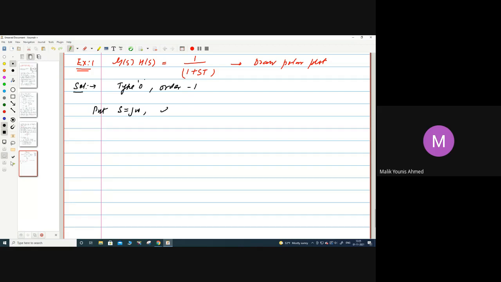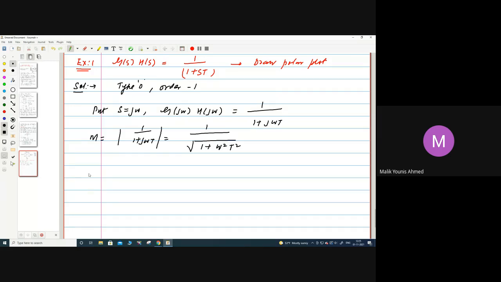Then G of jw, H of jw will be 1 by 1 plus jwT. So let me take the magnitude of this one. M is the modulus of 1 by 1 plus j omega T, and we know the modulus of 1 is 1, under root of the real part square, which is 1, plus the imaginary part, which will be omega square T square. So this is the magnitude.